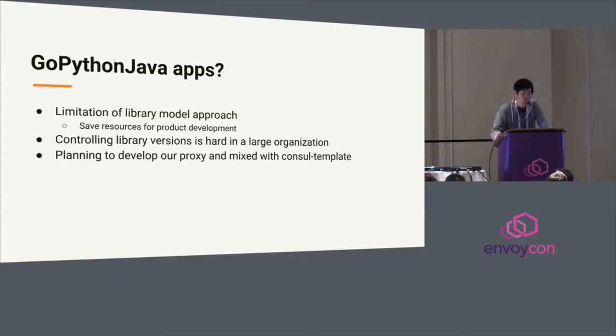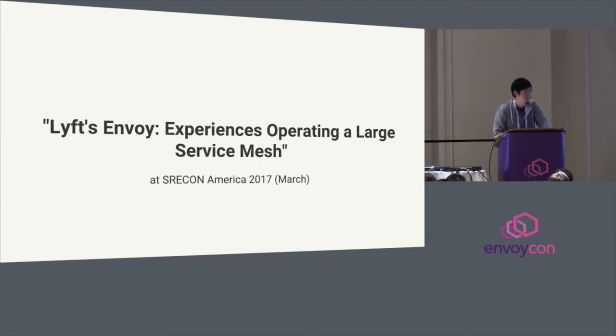So we planned to develop a proxy, like Nginx as a proxy, because we were heavily using Nginx as a proxy at that time, and planned to manage the proxies with Consul Template or something like that. Then we met Envoy. It looks like what we wanted to build. So we started investigation and started making a plan to build our service mesh with Envoy.